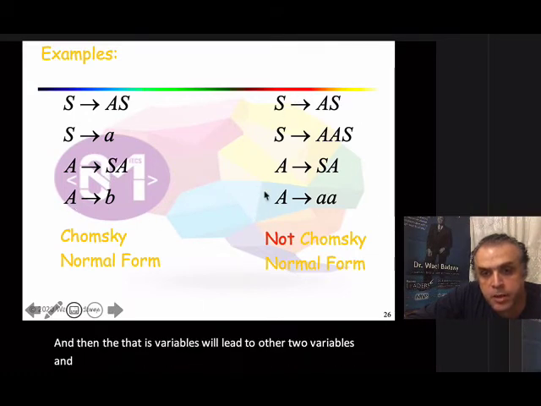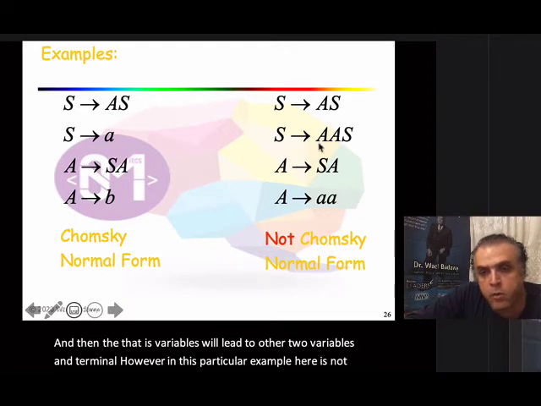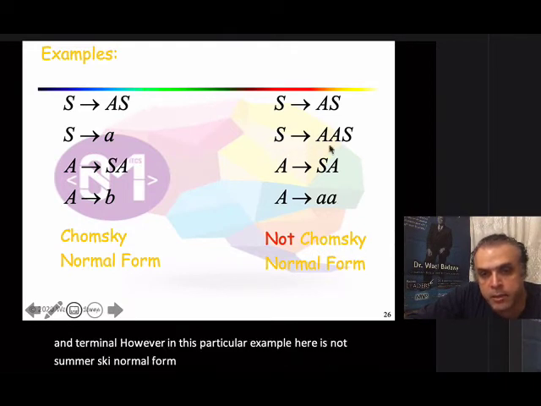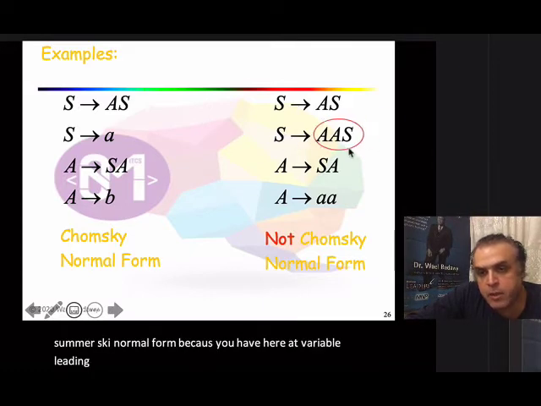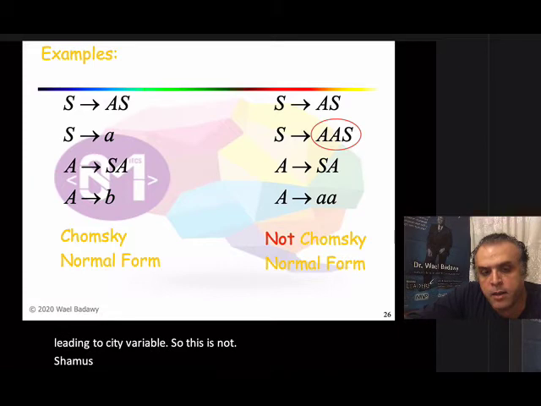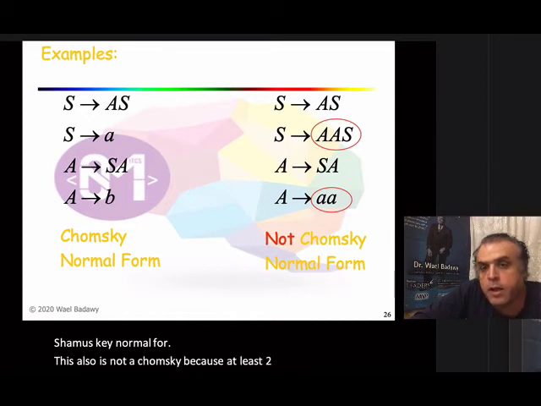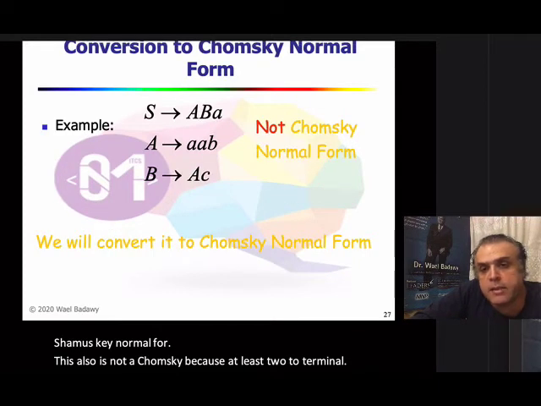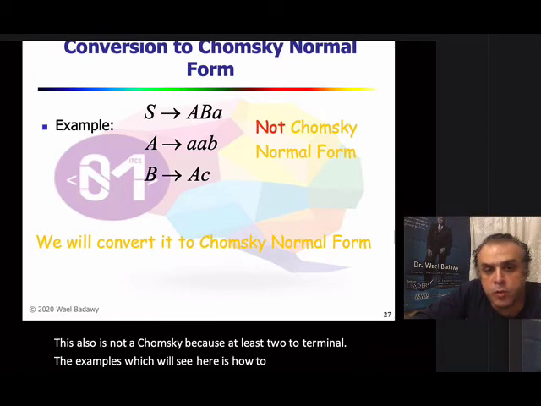However, this particular example is not in Chomsky normal form, because you have a variable leading to three variables. This also is not Chomsky normal form, because it leads to two terminals. The examples we'll see here show how to convert to Chomsky normal form.